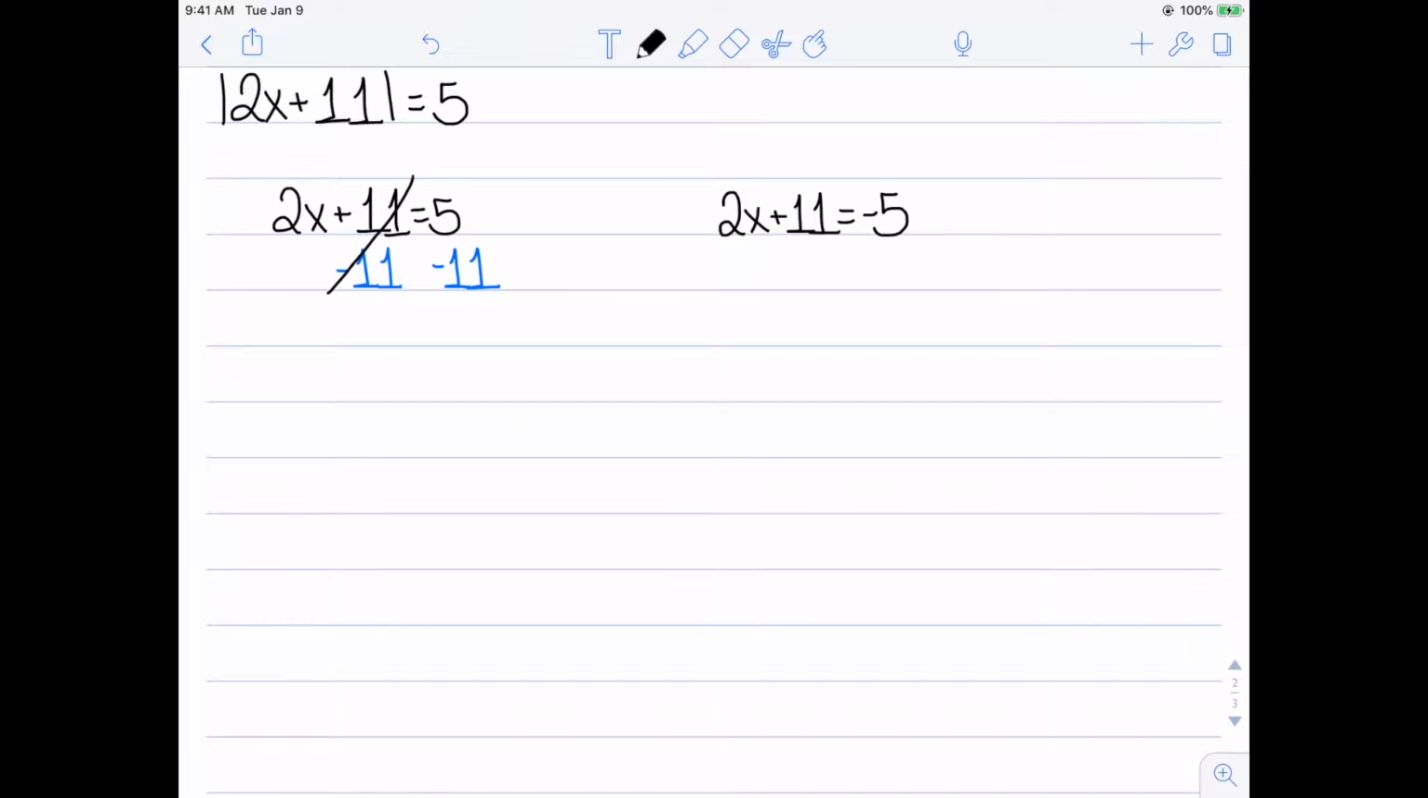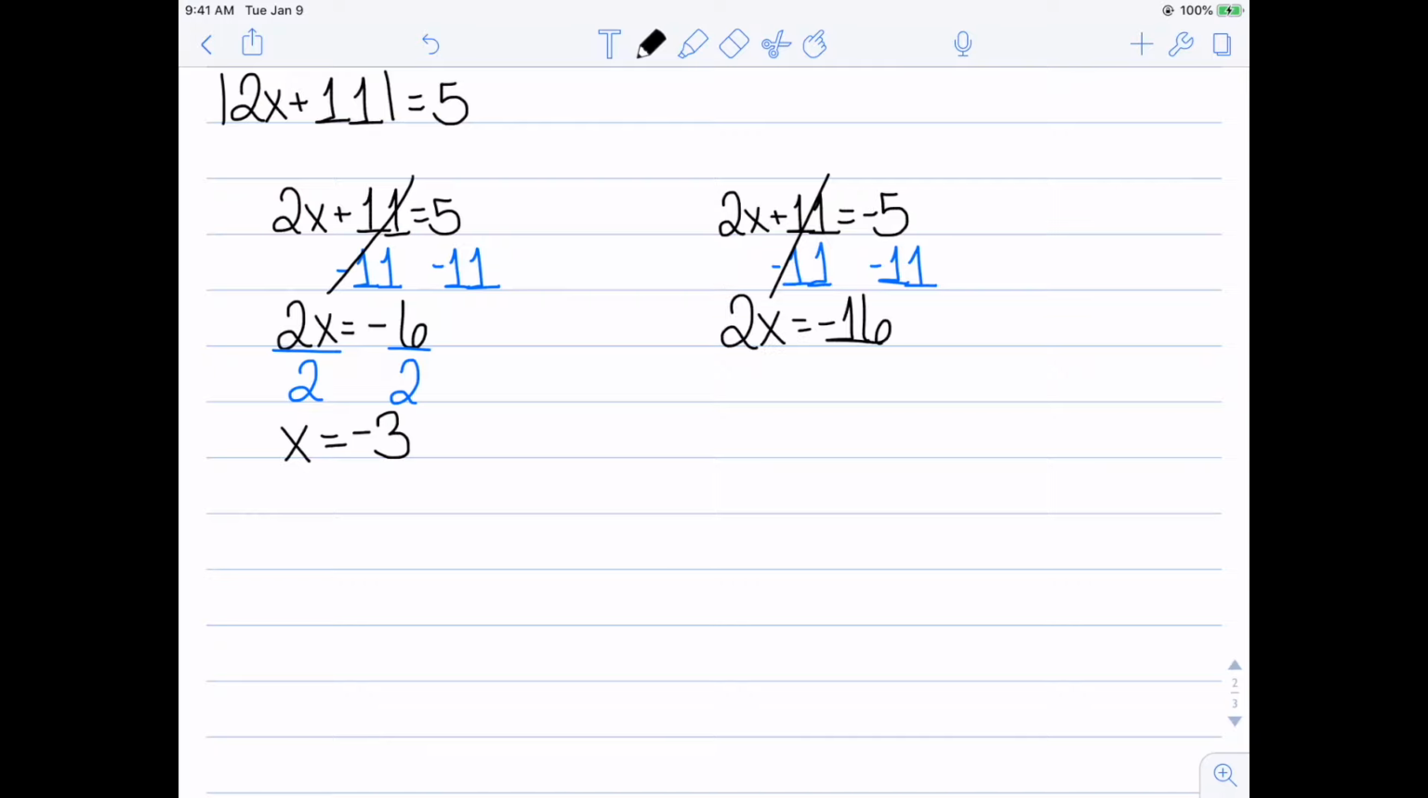With our first equation, we start by subtracting 11 from both sides. That leaves me with 2x equal to negative 6. We can then divide both sides by 2, and I get that x is equal to negative 3. So there's my first solution. So let's look at my second equation to find my second solution. We start by subtracting 11 from both sides. That leaves me with 2x equal to minus 16. We then divide both sides by 2, and we get x is equal to negative 8. So here are my two solutions, negative 3 and negative 8.